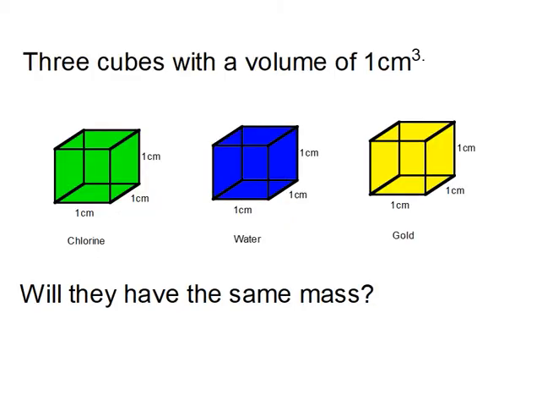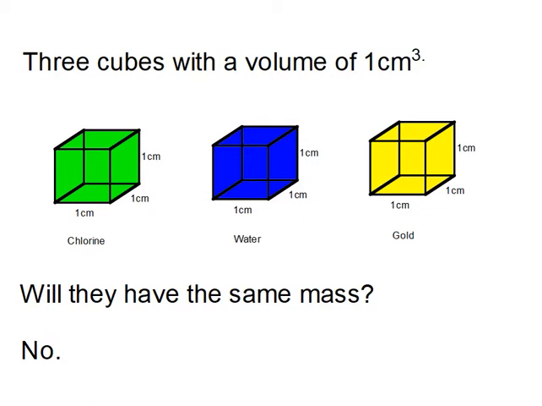Now here we have 3 cubes, each with a volume of 1 centimeter cubed, and we have filled one with chlorine, one with water, and one with gold. And so the question is, will they have the same mass? And the answer is no, they won't. They will not have the same mass because gold, water, and chlorine do not have the same density. They do not have the same amount of matter for the same amount of volume.